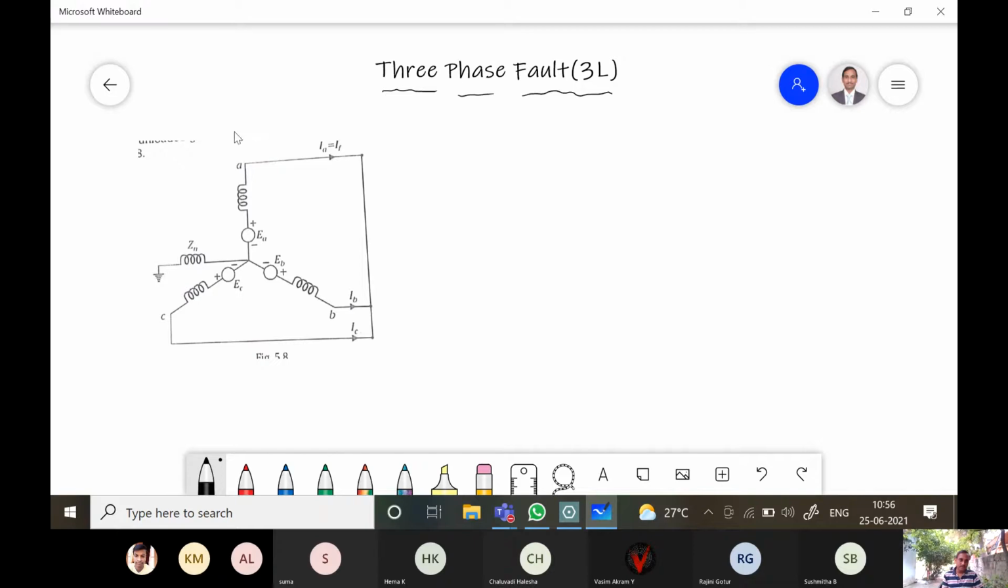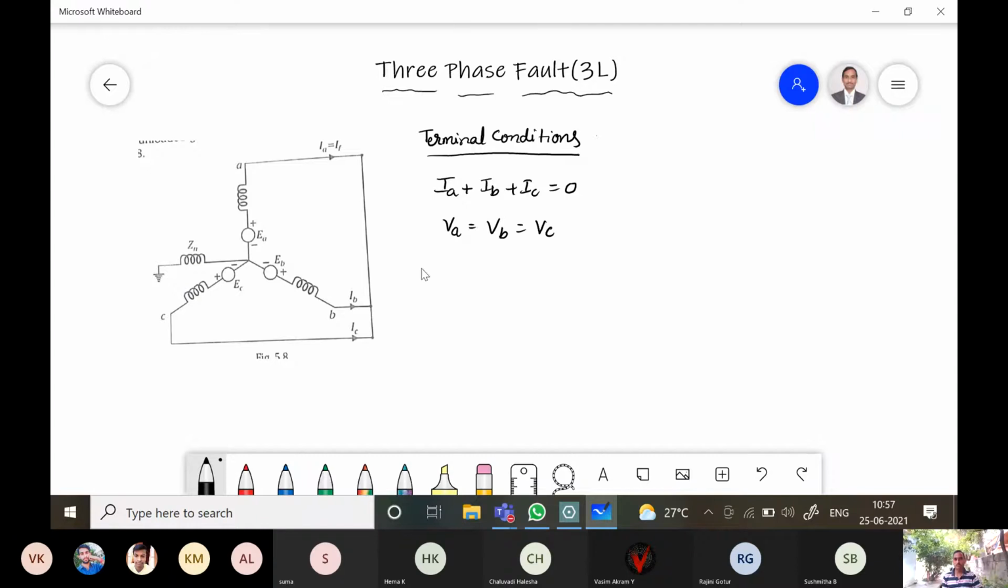In this case, the currents IA, IB, and IC are equal to the fault current, and we need to write the terminal conditions for this. The terminal condition is that the total current IA plus IB plus IC is equal to 0, and the voltages VA is equal to VB is equal to VC in this case.